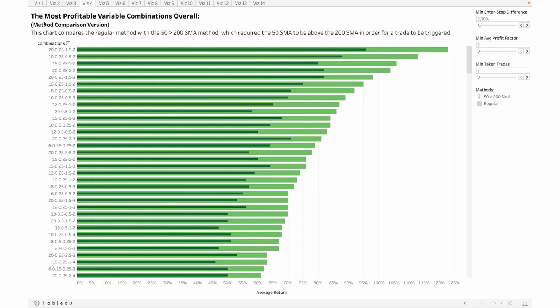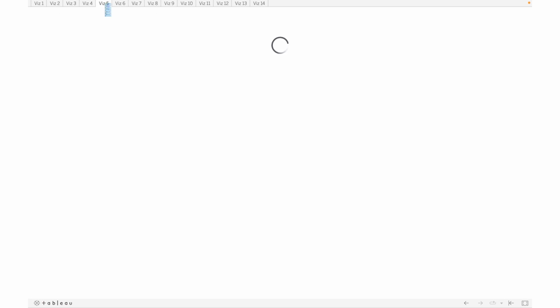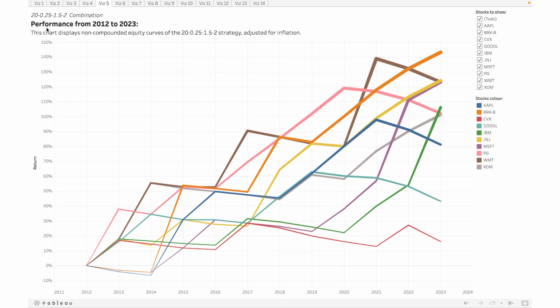In this visualization, we can compare the return of the regular strategy against the strategy where the 50-day moving average had to be above the 200-day moving average for the trade to be in play. As we can observe, the regular method was the clear winner, at least in terms of returns. Here we have the non-compound inflation-adjusted return that each stock had with the 20R combination. We can see that Berkshire was the most profitable, while Chevron was the least profitable. Notice that none of the stocks ended up losing money with this combination.